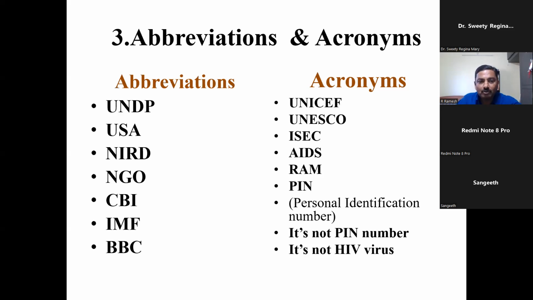UNDP, USA, NIRD, NGO, CBI, IMF, BBC, such things I call abbreviations, because you are pronouncing just the individual letters. But on the other side, all these are also abbreviations, I mean contracted forms, but I read them like a word, like UNICEF, UNESCO, ISEC, AIDS, RAM, PIN, right? So this is also abbreviation, but you read it like a word. If you can read it like a word, that is called acronym, right?